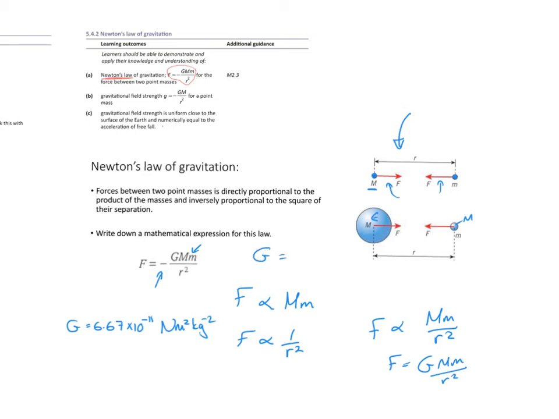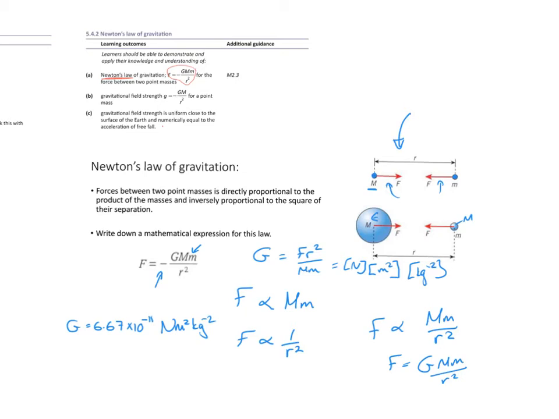So if I rearrange for G, it will be F r squared over Mm. So you can see it is newtons, meters squared, and then kilogram to the minus 2. Okay, so this is the mathematical expression.